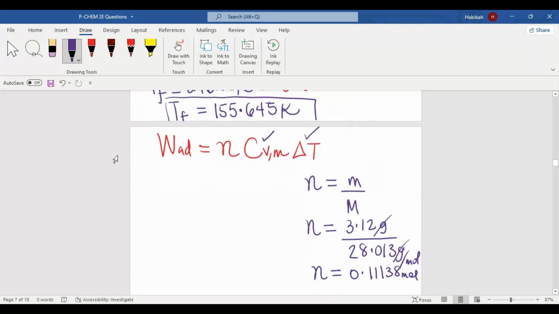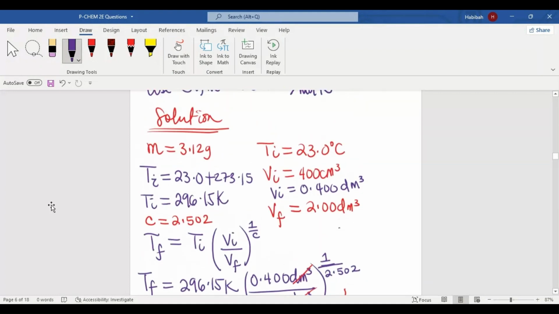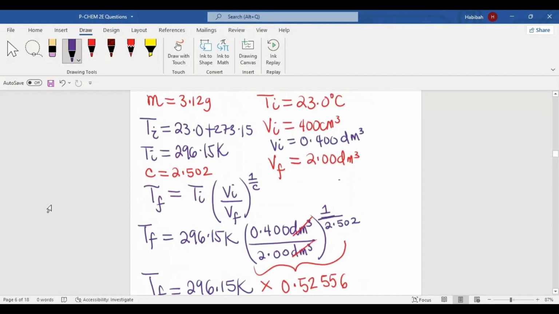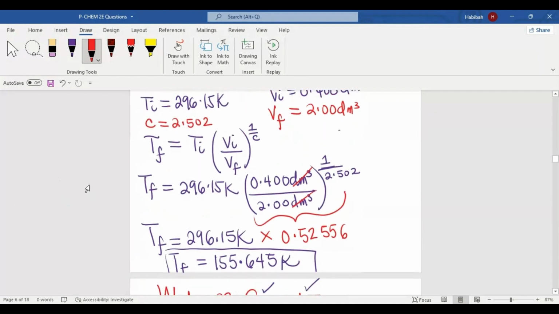Now we have the number of moles and all the other values, so we just have to substitute. The adiabatic work done is 0.11138 mole times the molar heat capacity at constant volume, 20.81 joule per mole Kelvin, times the change in temperature, which is 155.645 kelvins minus the initial temperature, which is simply 296.15 Kelvin.